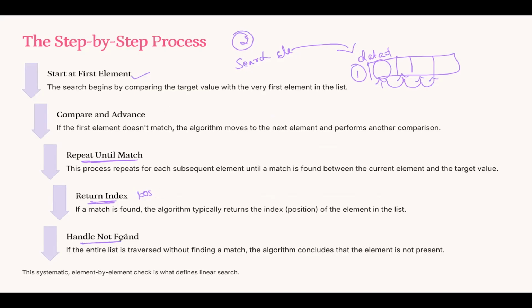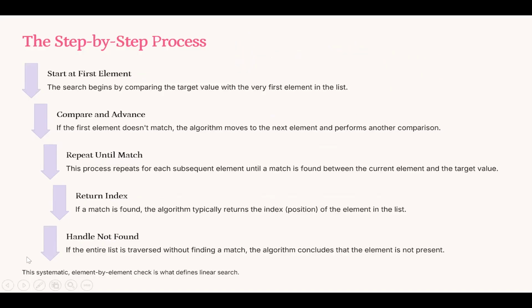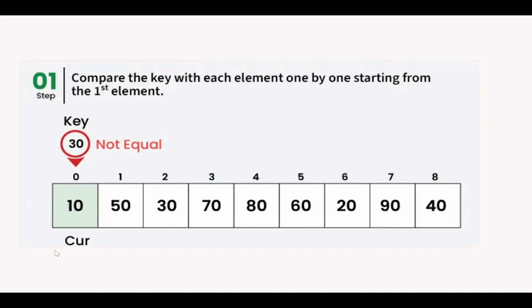If at all that element is not present in the data set, then we have to handle it. Either you display a message saying the element is not found, or handle that particular situation in any other way you want. That is how the flow of the algorithm goes. So this is an example.